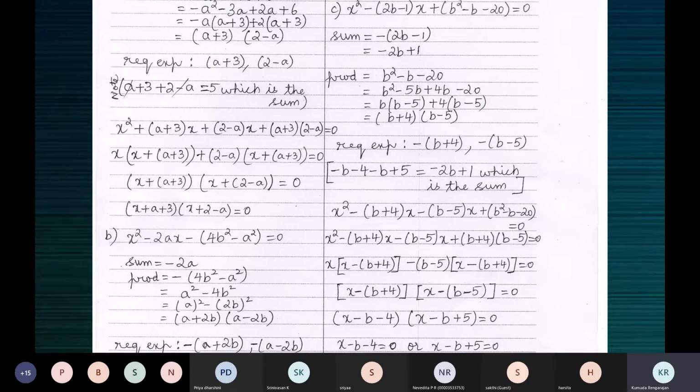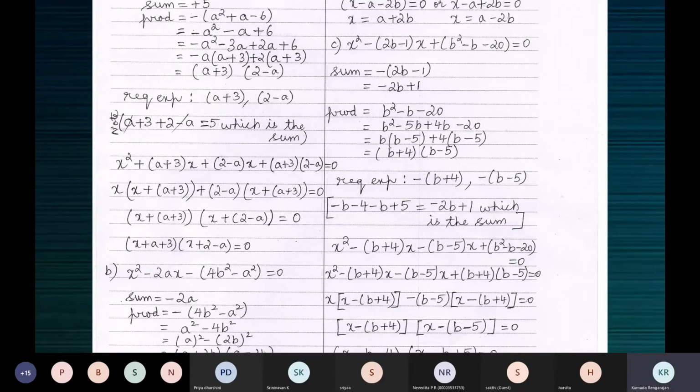Okay. See, third one. This is a quadratic equation in one variable x. x is the variable. So this is the x square term, this is the x term, its coefficient, and this is the constant, is equal to 0. So the sum is the coefficient of the x term, minus 2b minus 1, which is nothing but this. And the product is this one.